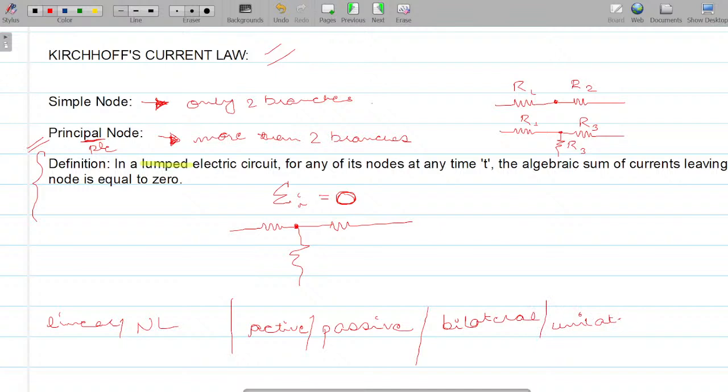But you need to be very clear. It should be a lumped electric circuit. It cannot be a distributed electric circuit. Only then KCL would apply. So it is independent of the nature of circuit, other than lumped. Otherwise, in any case, it is valid. Okay.